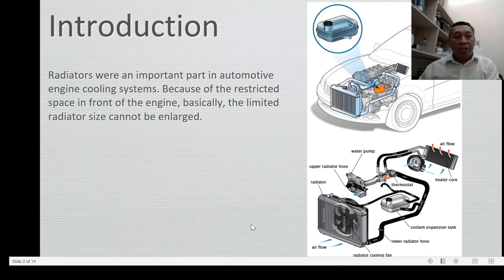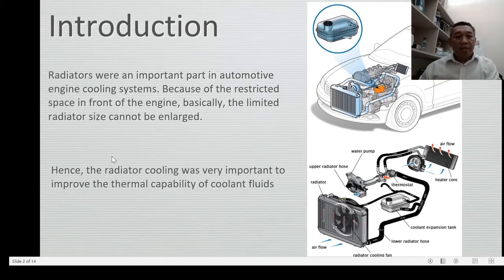We know radiators are an important part of the automotive engine cooling system. Because of the restricted space in front of the engine, the limited radiator size cannot be enlarged. Hence, improving the thermal capability of the coolant fluids is very important.